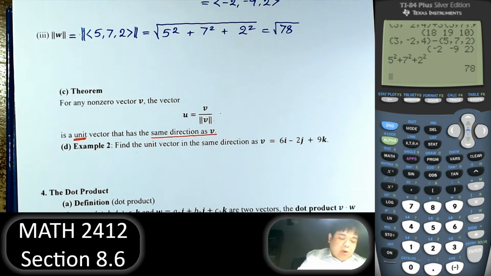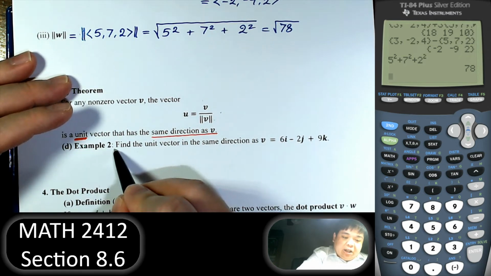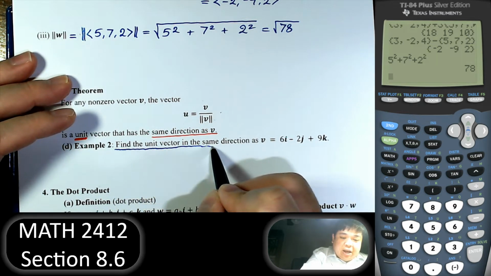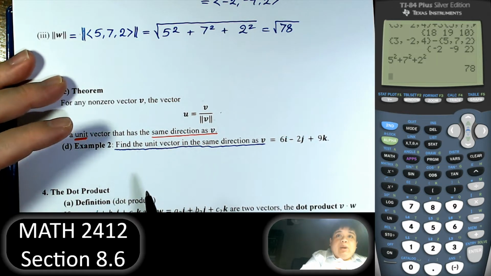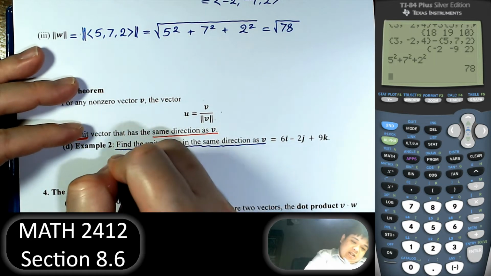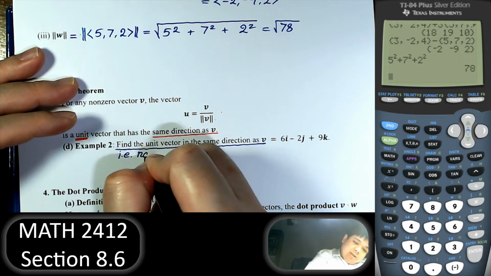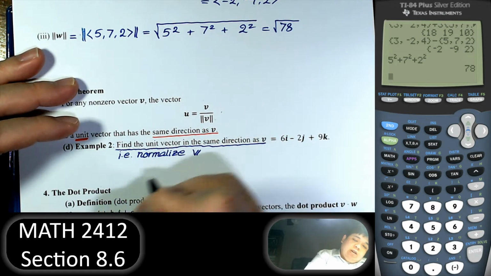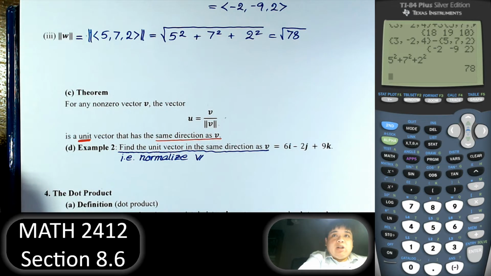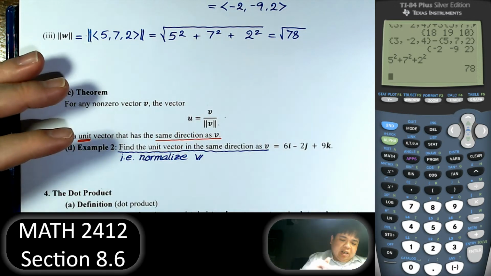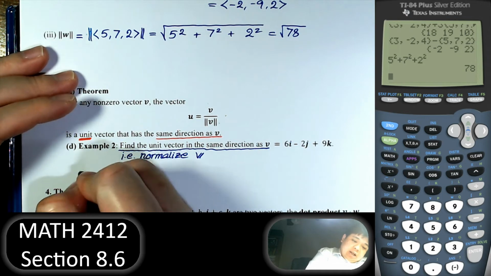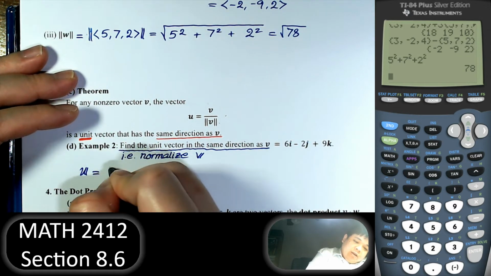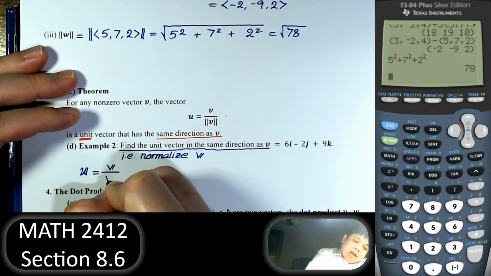Now, let's say we want to find the unit vector in the same direction as v. By the way, that sounds like a long-winded phrase, right? So usually we just say normalize vector v. Later on, instead of saying find the unit vector in the same direction as v, we can just say normalize v. Now, if we want to normalize v, we take the vector v divided by its magnitude.